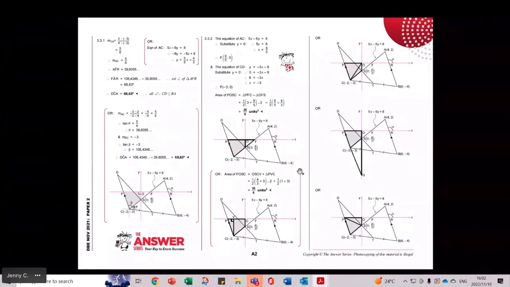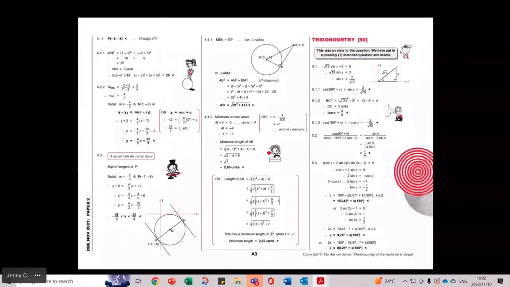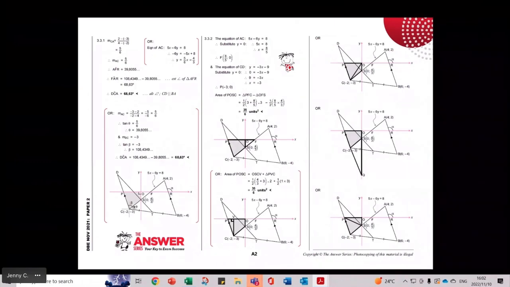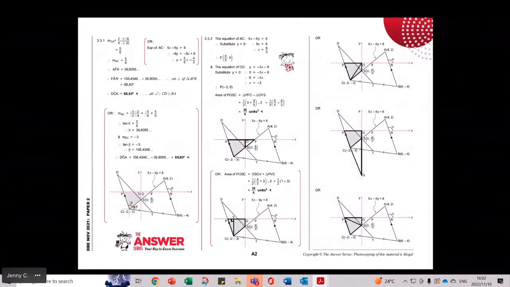Yes. Ms. Chartelie, just one question. Yes. Question 3.3.1. Yes. You could also use the formula to calculate the angle by using the formula tan theta is equal to (M1 minus M2) over (1 plus M1 times M2).